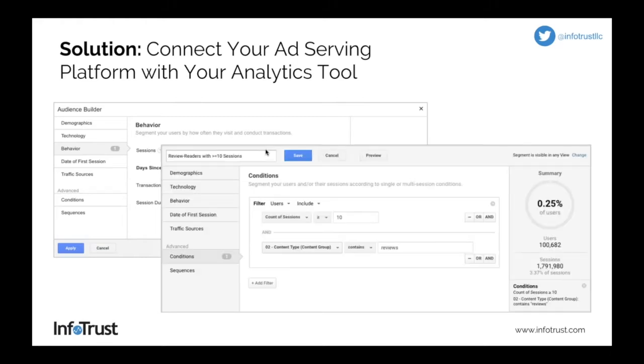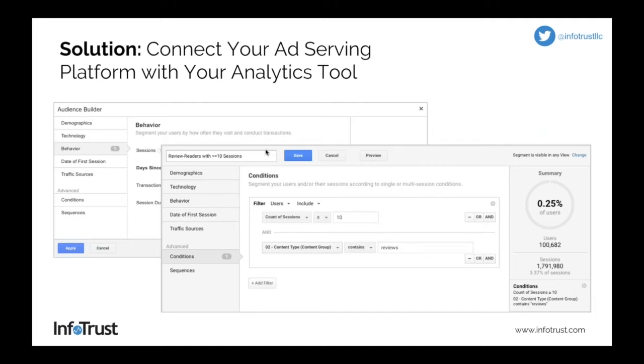But if you think about another, more advanced version, we might have people that we consider highly engaged. So people that have had 10 or more sessions across the site, and also have viewed a specific type of content. So in this case, this is our highly engaged users that look at reviews.